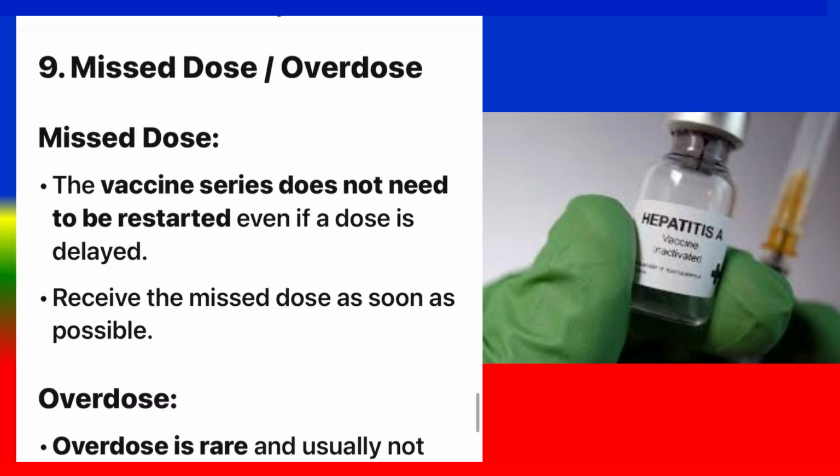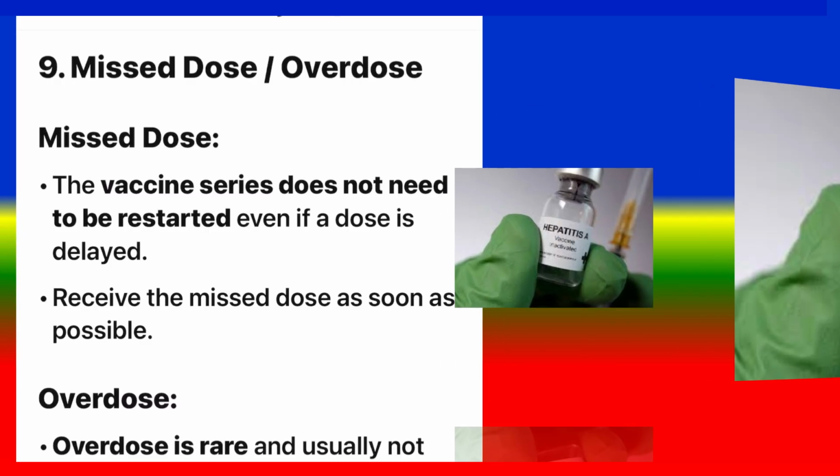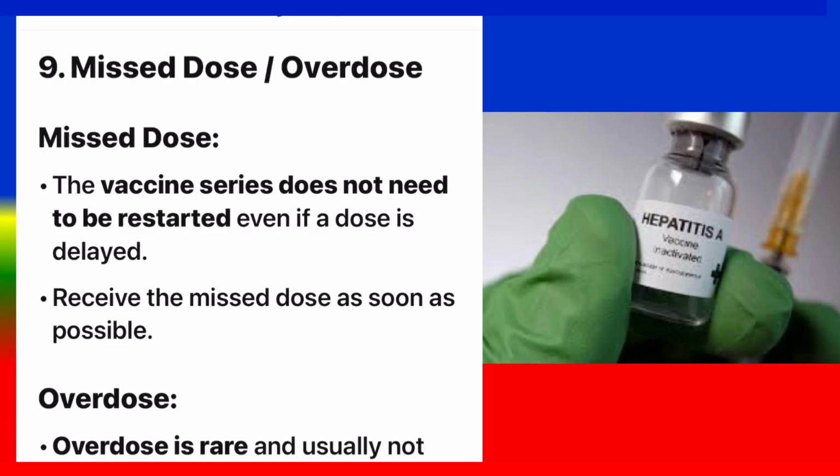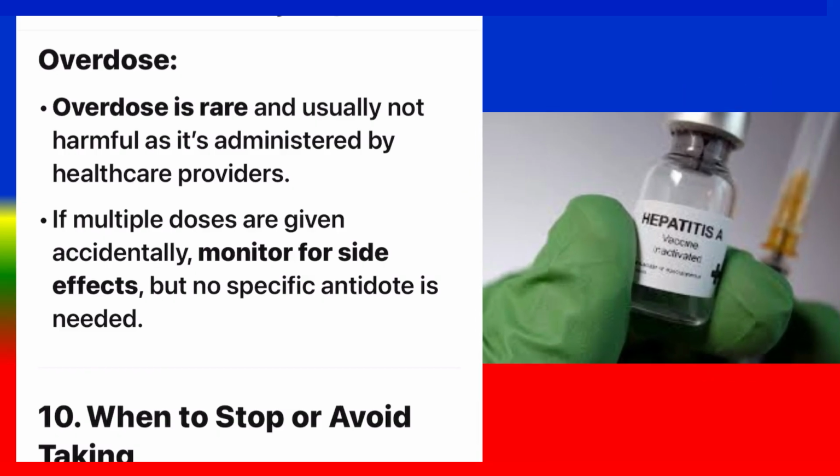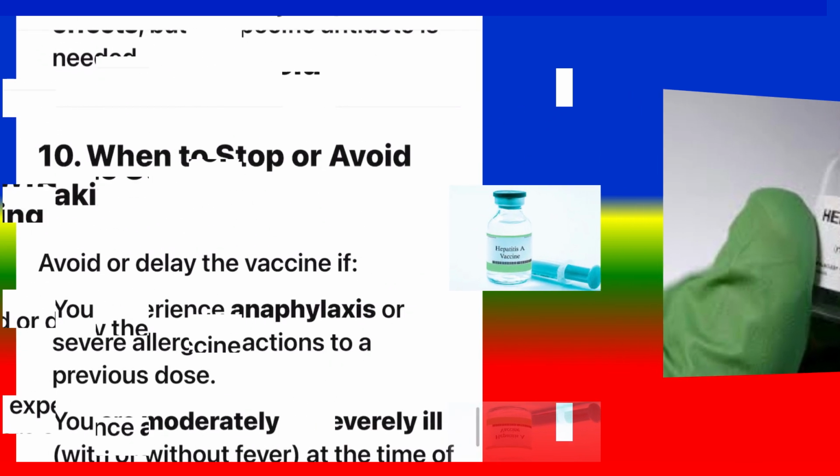9. Missed dose, overdose. Missed dose: the vaccine series does not need to be restarted, even if a dose is delayed. Receive the missed dose as soon as possible. Overdose: overdose is rare and usually not harmful as it's administered by healthcare providers. If multiple doses are given accidentally, monitor for side effects, but no specific antidote is needed.